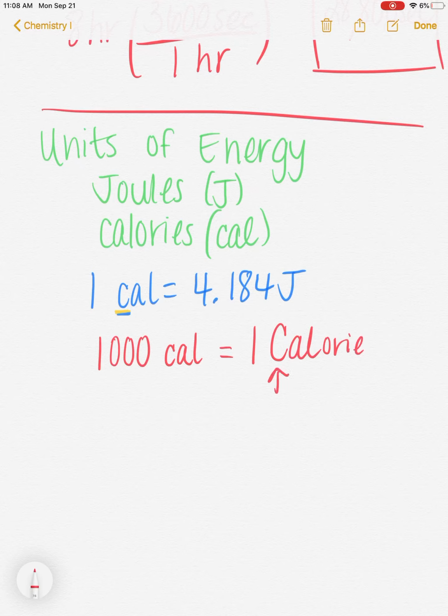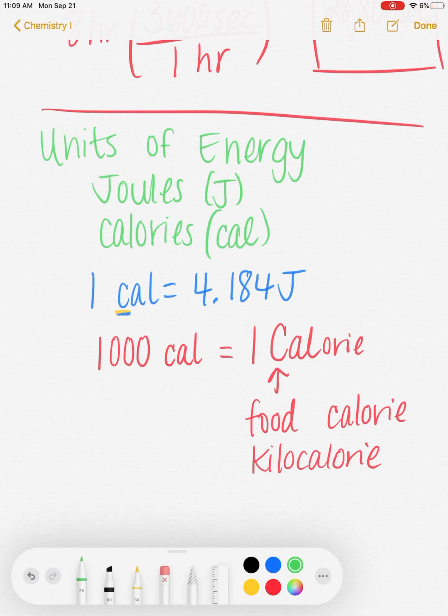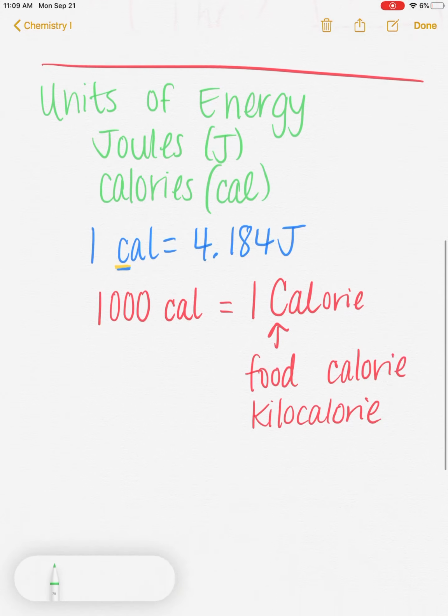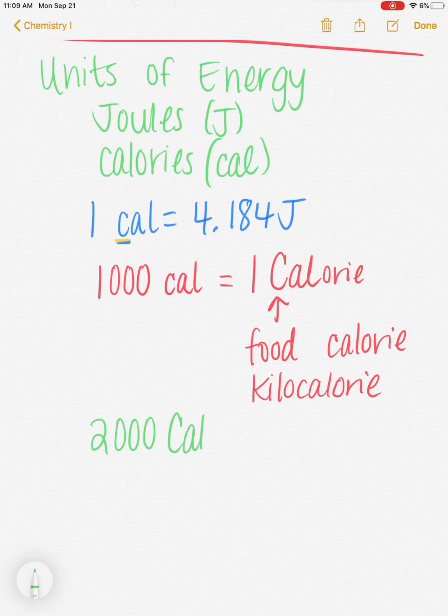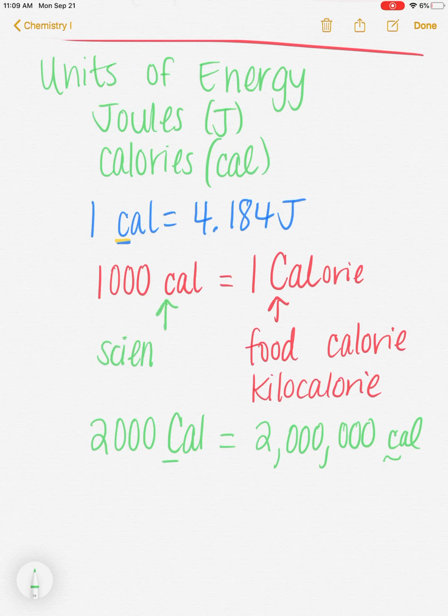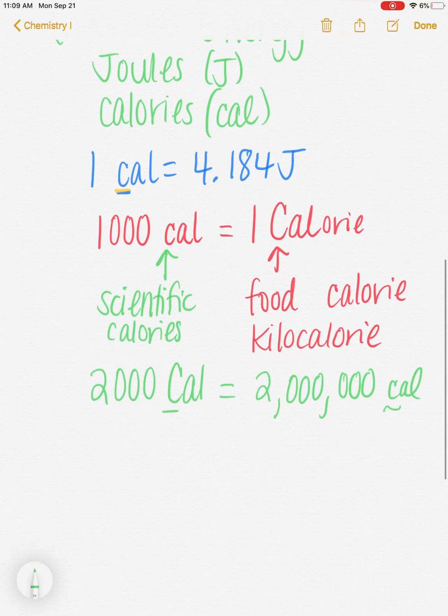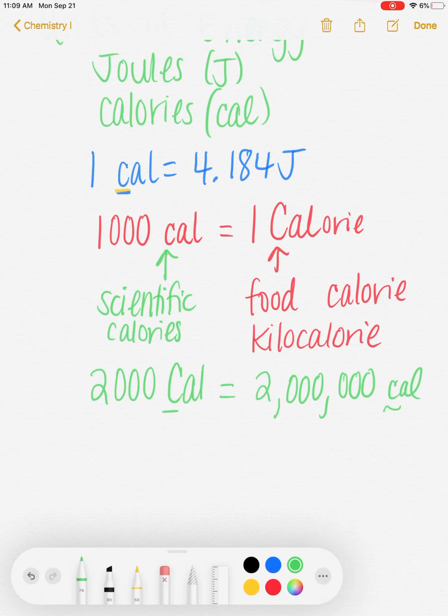And what we discussed in class is that typically a recommended daily diet for the average grown human is 2,000 calories of food. So 2,000 calories of food, that's capital C calories. That would be the same thing as 2 million scientific calories, which is a lowercase c. Why do you think we use kilocalories or food calories? Because 2 million would be a lot to keep track of.